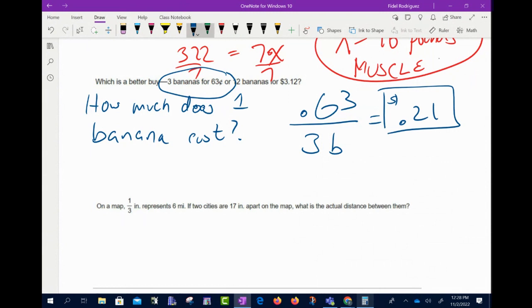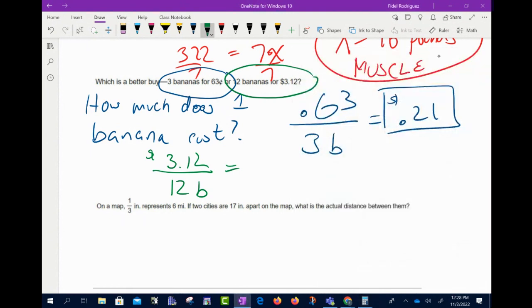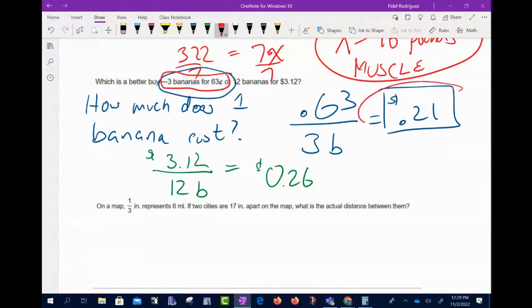Or we would say, look, if we're going with the second one, where we can get a bunch of 12 bananas for $3.12, we'd say, well, look, let's figure out how much does a banana cost there, right? Divided by 12. And a banana here is only 26 cents, right? So which is the better buy? Well, hey guys, it's better to buy 12 bananas for $3.12. Oh no, it isn't, right? The other way around, sorry, my bad. It's better to buy the 3 bananas for 63 cents because you're only paying 21 cents a banana, whereas over here you're paying 26, right?